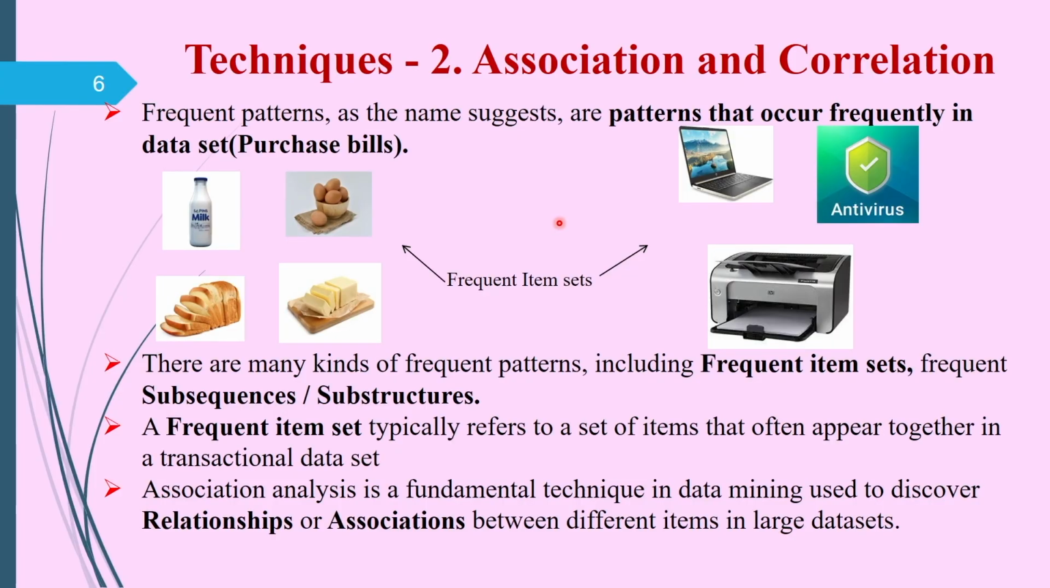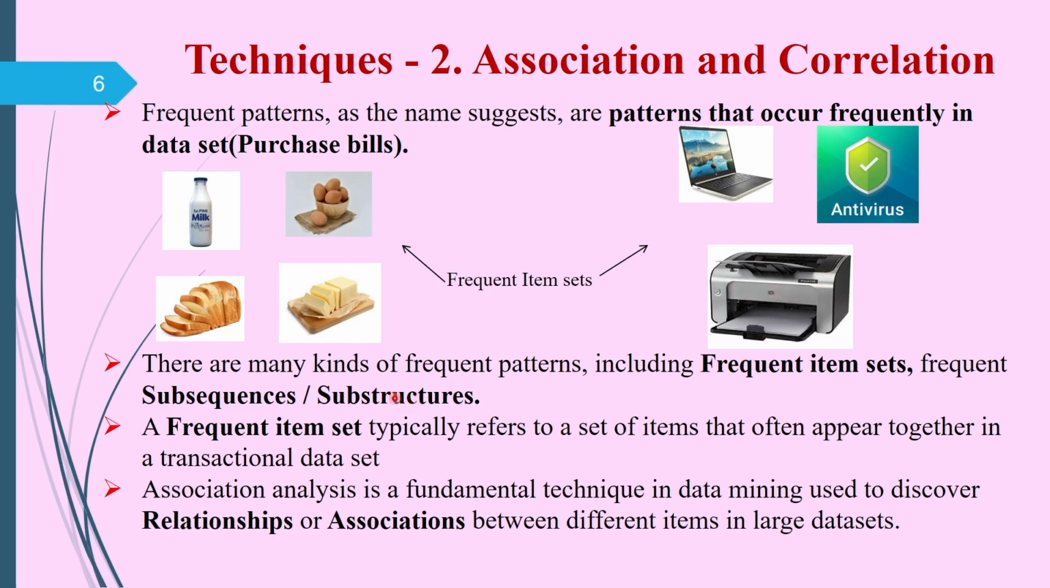Technique 2: Association and correlation. Frequent patterns are patterns that occur frequently in a data set. For example, when you go to a departmental store, the purchase of items will be a combination of items. For example, milk, bread, egg, and butter will be frequent items when we analyze the baskets. Or, another example: when we buy a laptop, we usually buy along with it an antivirus software or a printer. So this combination may also occur in a basket.